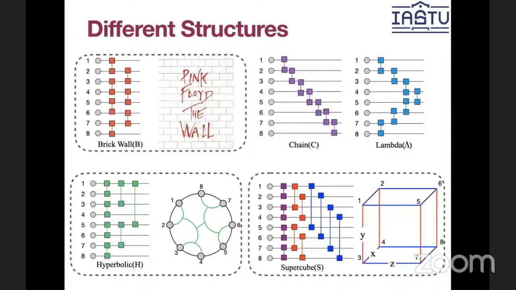2-qubit gate, and each gate just couples the nearest neighbors. These three are the quantum neural network structures in a one-dimensional system. This is the popular brick wall structure, which looks like a real brick wall. This is the chain structure, where the qubits are coupled one by one. And this is a lambda structure.